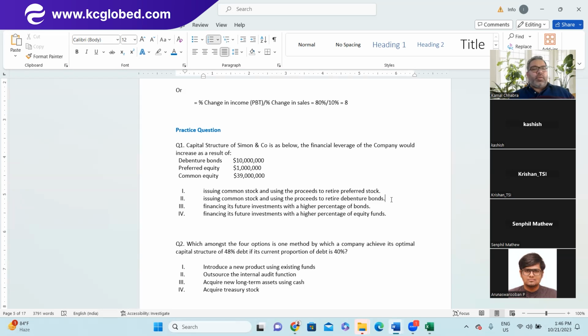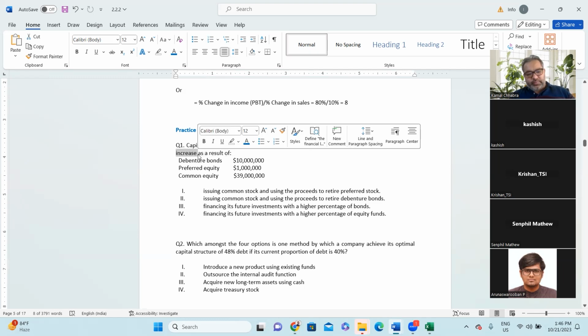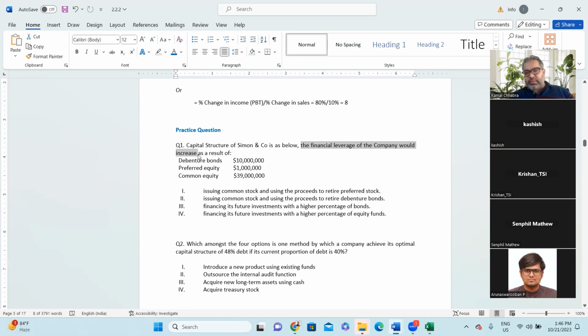So it is incorrect because the question is: increase the financial leverage, right? Financial leverage of the company would increase as a result of what? Make sense? Third option is financing the future investment with higher percentage of bond, right? That means you are taking bonds, and bonds have interest cost that will increase your financial leverage, right?